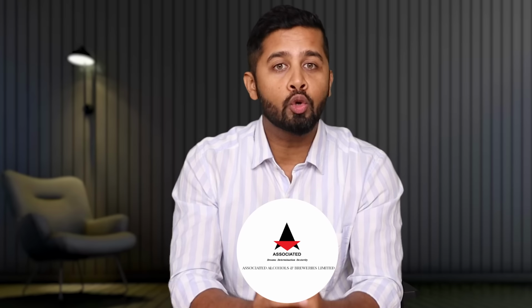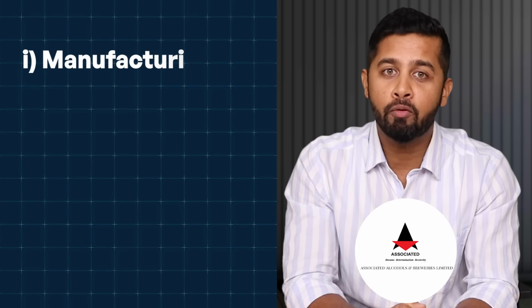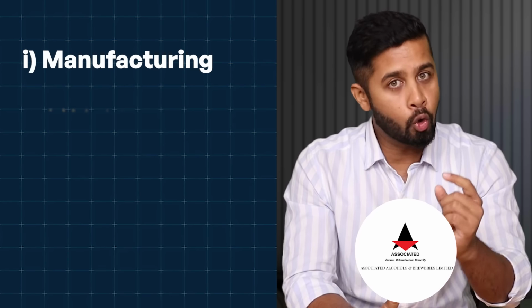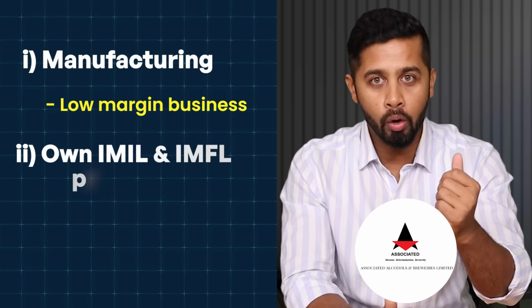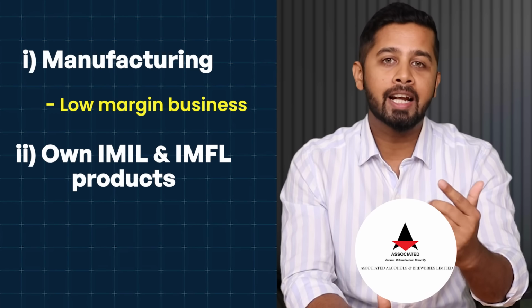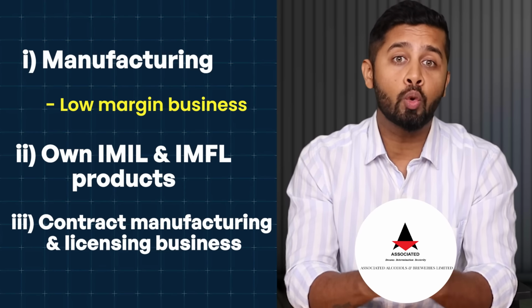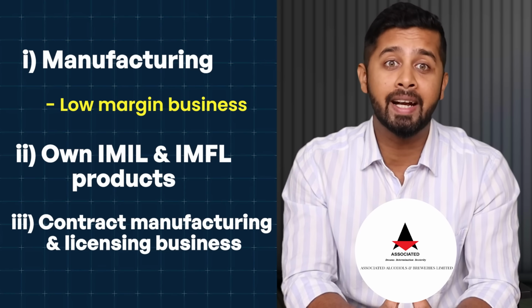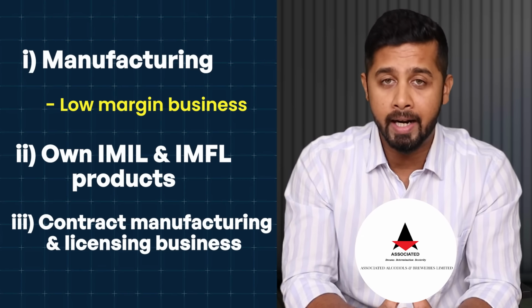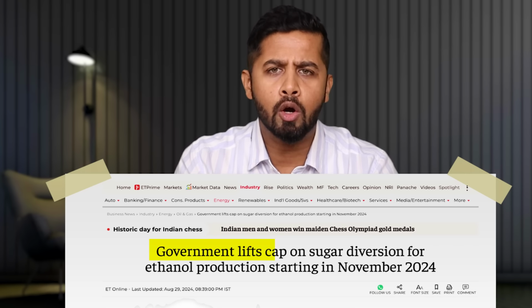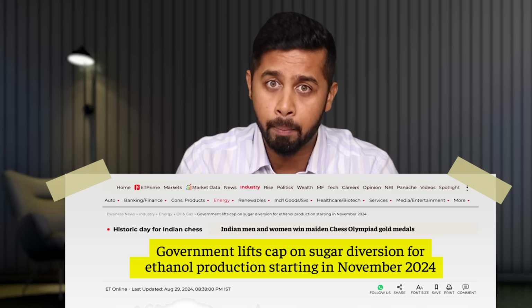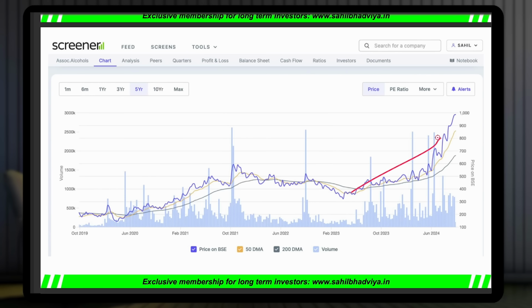Next company in the list is Associated Alcohol. It is similar to Globus Spirit, where it has manufacturing segment for ENA and ethanol, which is a low margin business. Then it has its own IMIL and IMFL products, and company also has contract manufacturing for United Spirit brand, as well as into licensing business with Inbrew and Diageo, which is the parent company of United Spirit. After latest government announcement on ethanol ban removal and rice supply ease, this stock has also rallied. Before that, it was also struggling just like Globus.